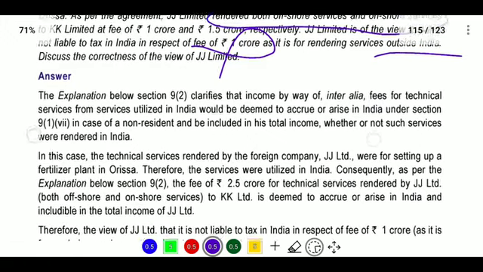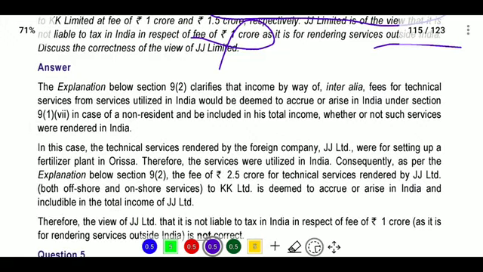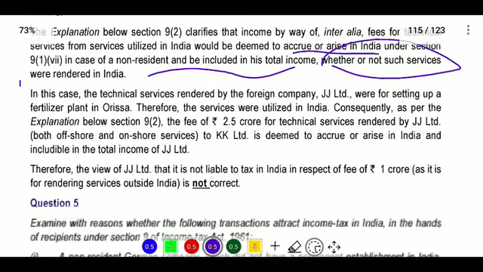Next, here we see clarify that income by way of fee for technical service for services utilized in India would be deemed to accrue or arise in India under section 9(1)(7) in case of non-resident and be included in his total income whether or not such service were rendered in India. In this case, technical services rendered by foreign company JJ Limited were for setting up fertilizer plant in Orissa. Therefore, services were utilized in India.